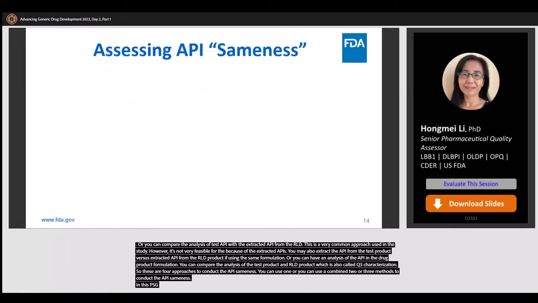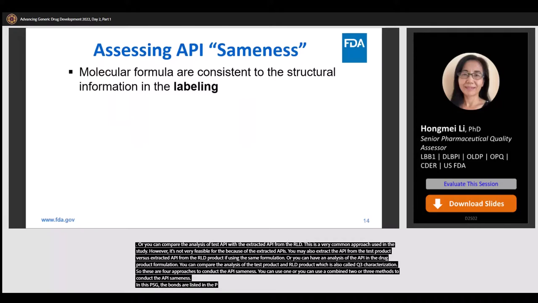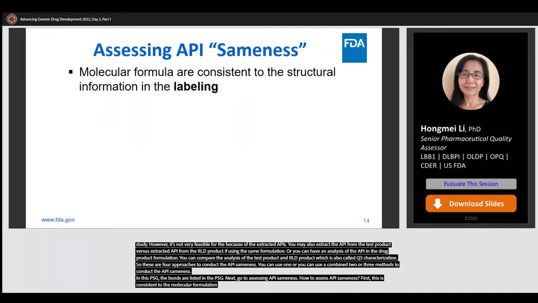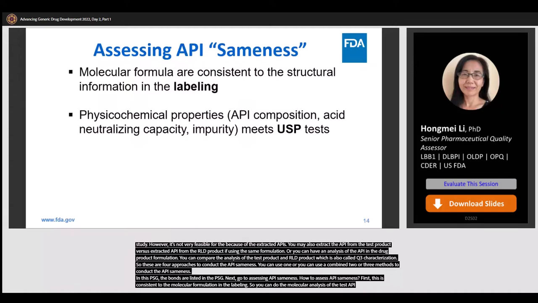Next, go to assessing API Sameness. How to assess API Sameness? First, the drug substance molecular formula needs to be consistent with the structural information in the labeling. So you can do the elemental analysis of the test API to the reasonable range proposed in the structure in the labeling or the USP monograph.